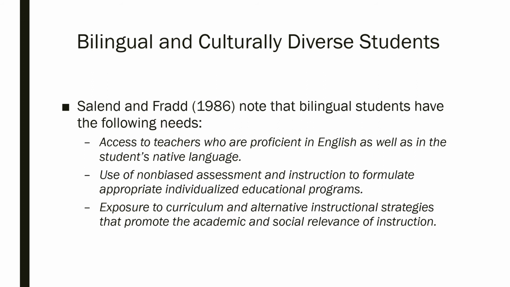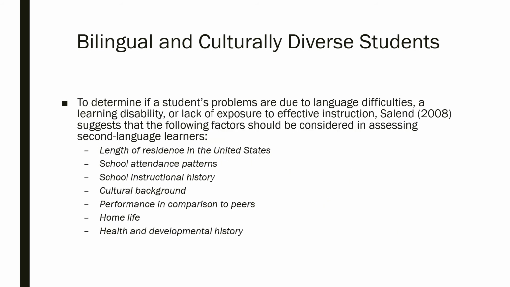You'll want to incorporate things into the curriculum that are relevant to the student culturally as well as academically. So to determine if the student is having difficulty because of a disability, a language difficulty, or lack of exposure to instruction, there are a couple of things that you can do. First, determine how long they've been in the US. If they've only been here 2 years, probably or likely things are related to their status as a bilingual emergent student. You also have to look at attendance and their instructional history.